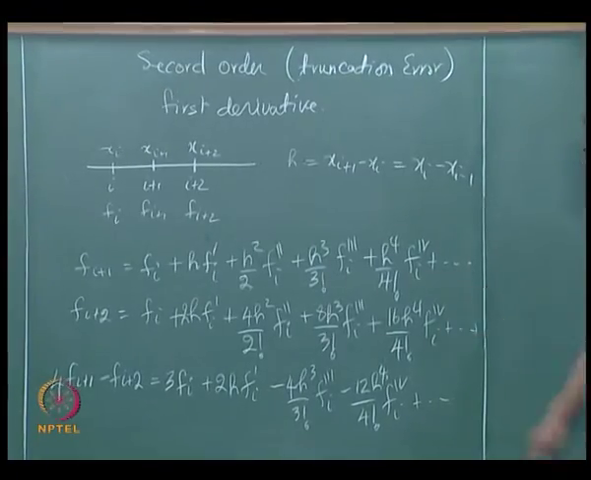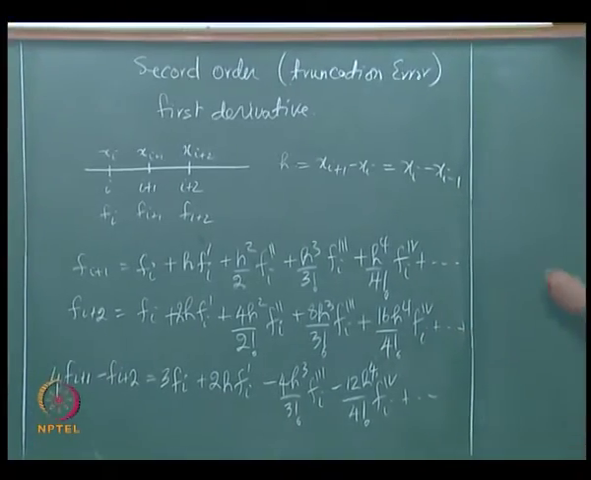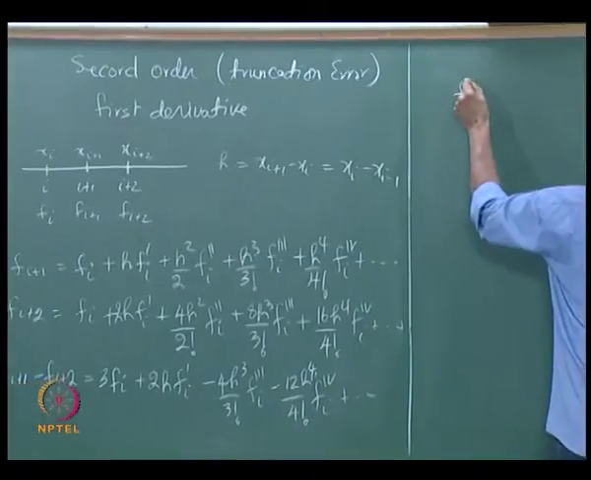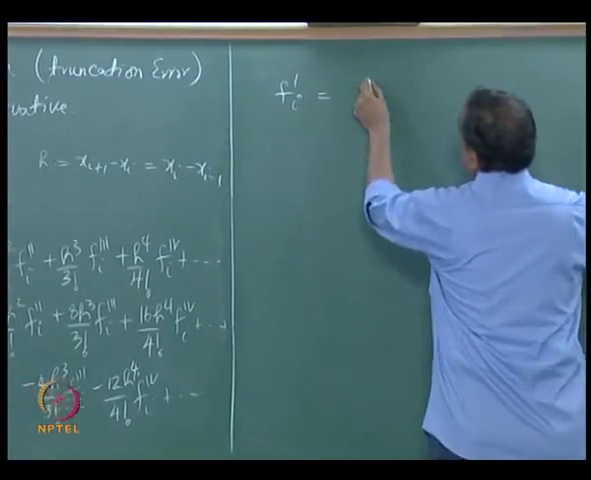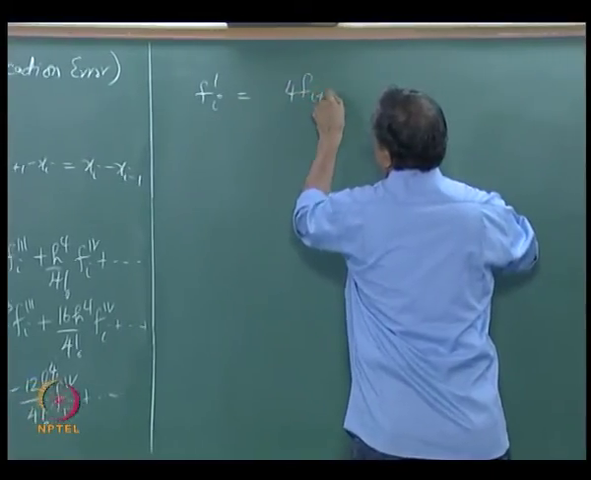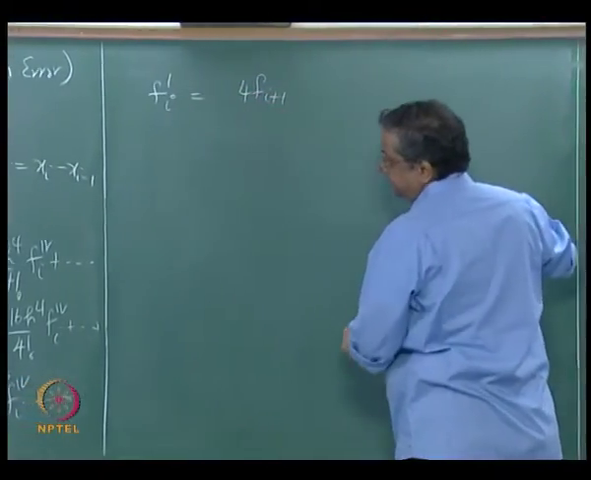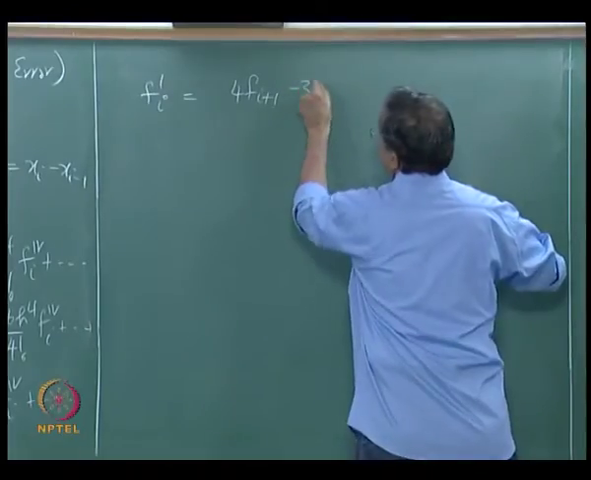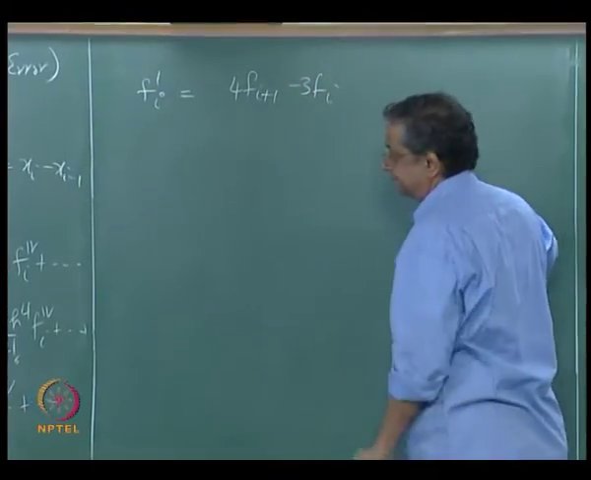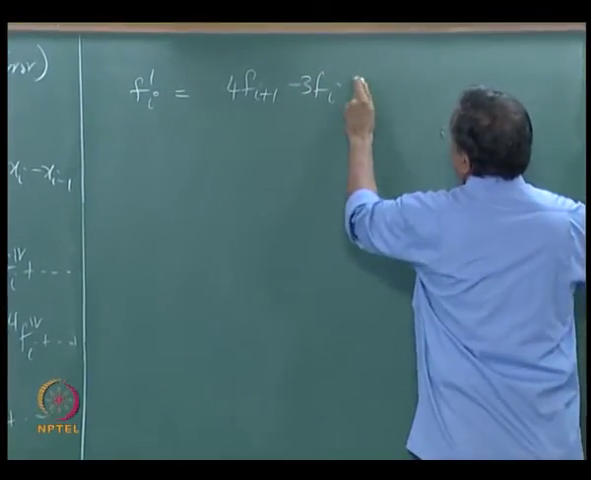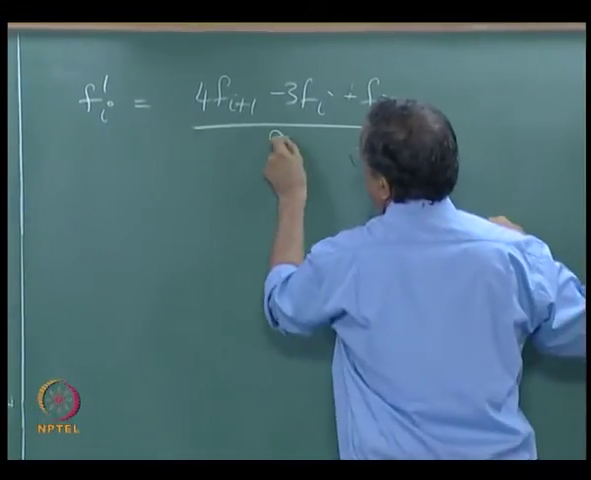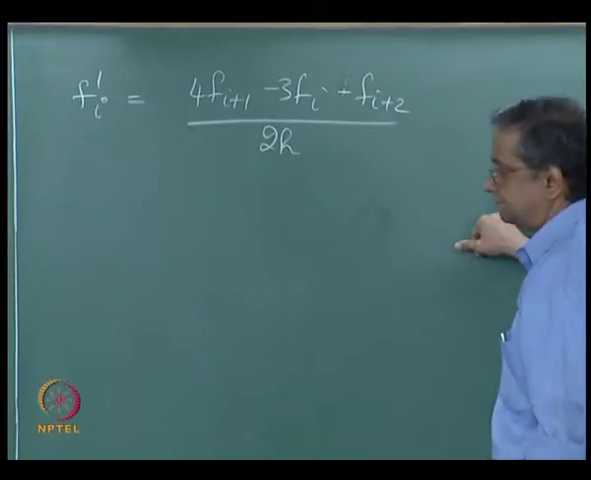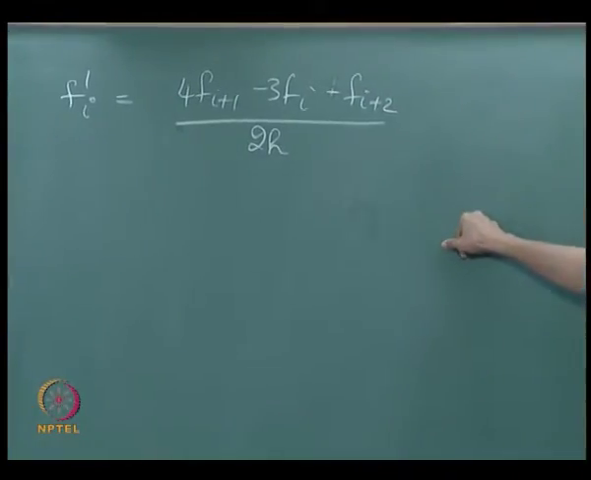Fine. So let us solve for f prime at i. If you solve for f prime at i, that derivative is 4 f_{i+1} minus 3 f_i minus f_{i+2}, divided by 2h, and what does that leave me?